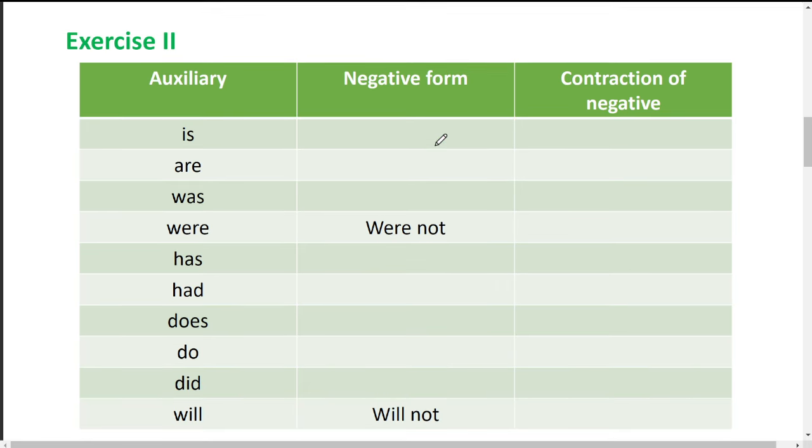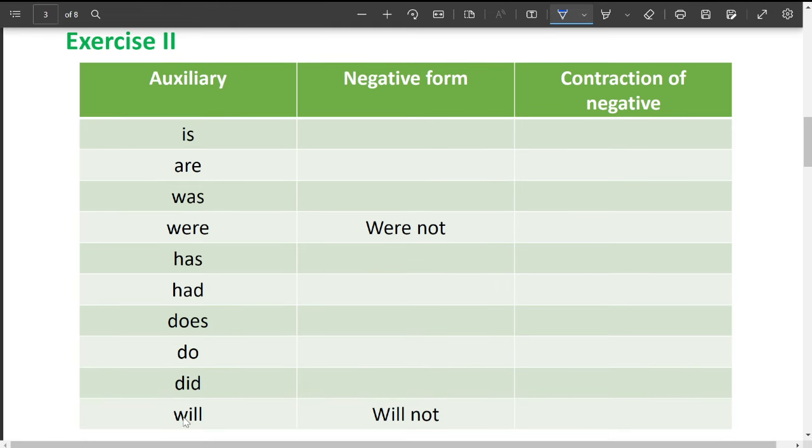In this exercise 2, we have all the auxiliary forms on our left, and we have to change them into negative in the second column. And in the negative, we have again contracted forms, that means short forms. We have to change them into short forms. Let us get started with the first one. When you change is into negative, that is not, right? Now, what is a contracted form? Contracted form in the sense short form. The short form is isn't.